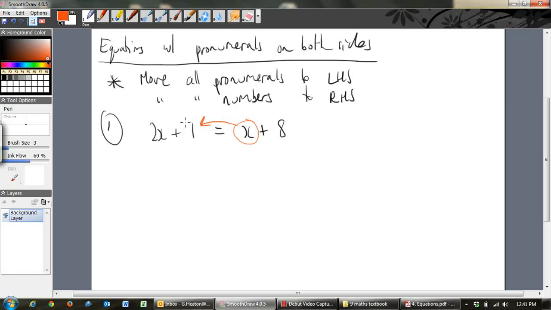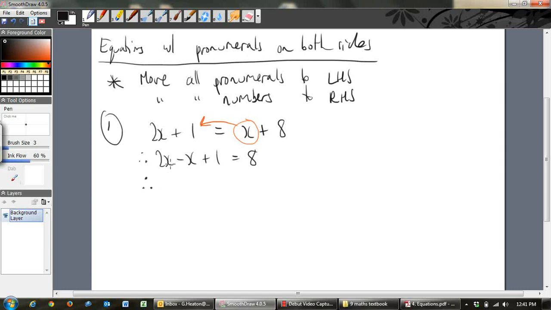Move all pronumerals to the left hand side. So this 2x is already on the left hand side, but this x is not. Let's move it to this side. Our second step will be to move that plus 1 to the right hand side. Let's just do this one first. What does positive x become when we move it to this side? It becomes negative x. So we'll get 2x negative x plus 1 equals 8.